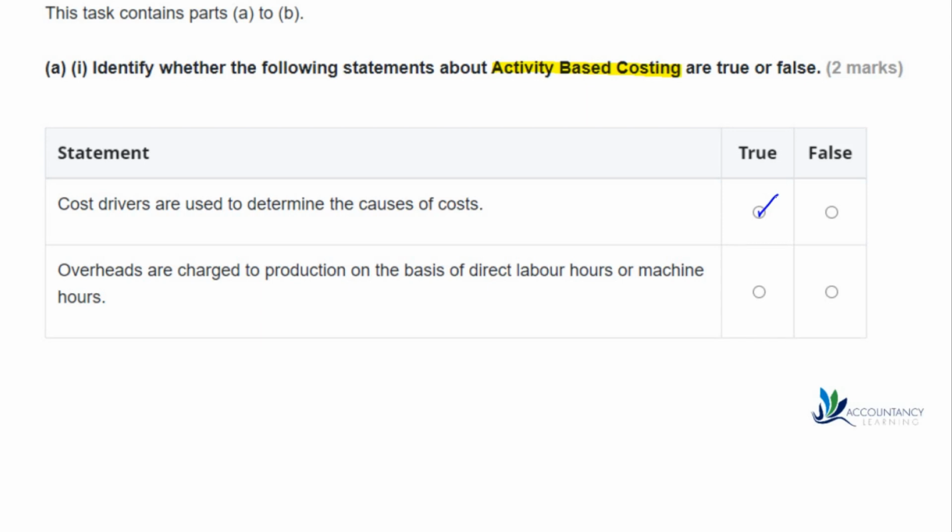For the second one then, overheads are charged to production on the basis of direct labour hours or machine hours. So with activity-based costing, production isn't charged based on labour or machine hours, as sometimes there's not actually many to do so. So it actually uses the cost driver to apportion the overheads. So statement number 2 is false.